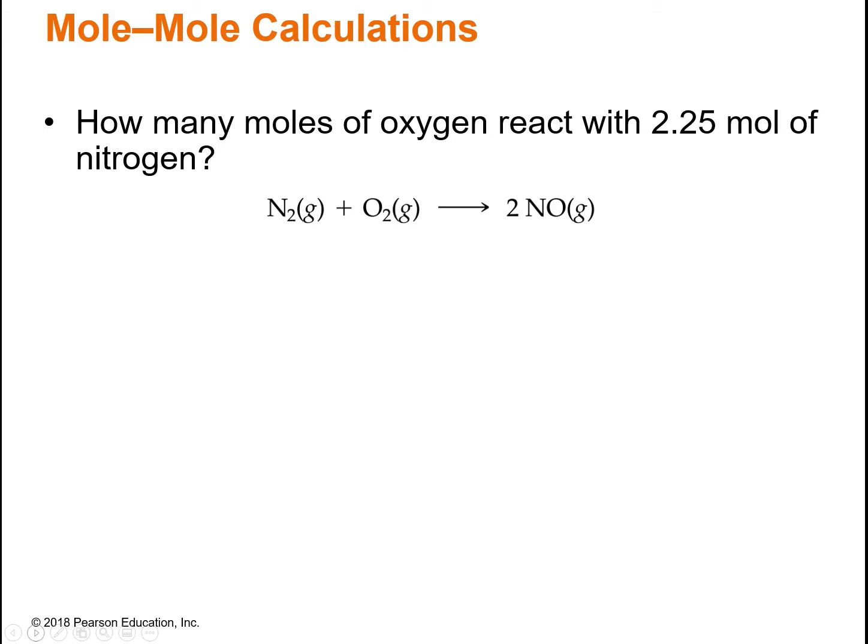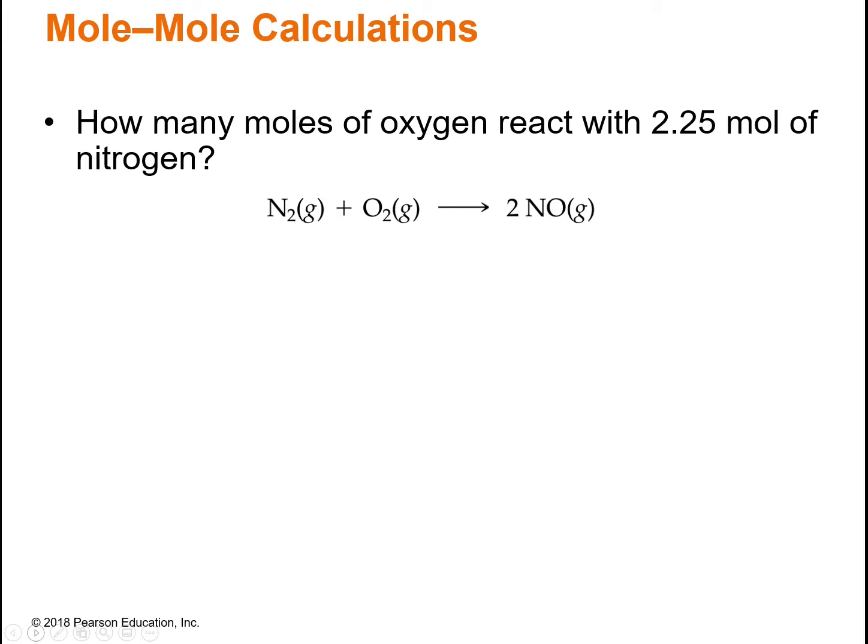Let's practice and use it to do some math, because those mole ratios can be used to calculate how much of a reactant you need or how much product you'll make. Our question asks, how many moles of oxygen react with 2.25 moles of nitrogen? We're going to do the same thing that we've been doing in Chapter 8, where we're writing out the question and figuring out what units we have and what units we need to get to.